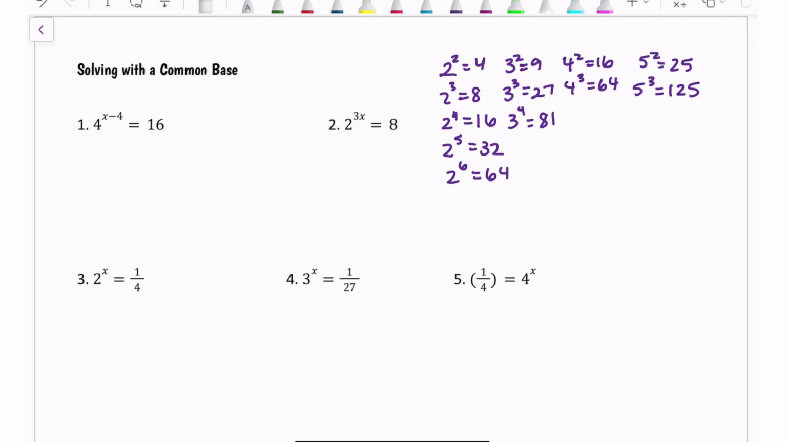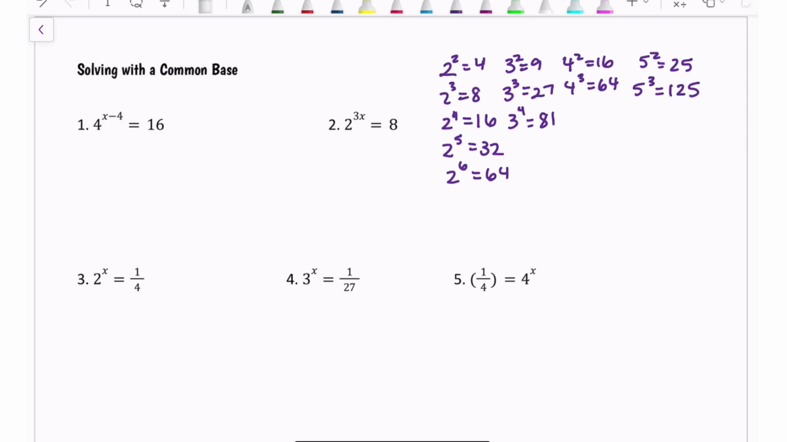In this video, I'm going to show you how to solve an exponential equation when you can use common bases to do so. In order to use a common base to solve an exponential equation, you would have to first check to see if you could rewrite your value as a base raised to an exponent. I have some very common ones written off to the side in purple here.